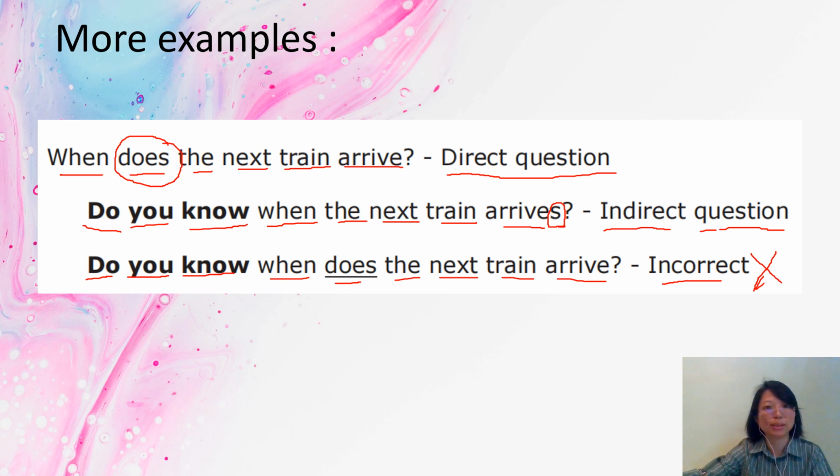Because we don't use does here. We cancel the word does. So the arrive here should be with the S. You have to put S here. So the answer should be, do you know when the next train arrives?